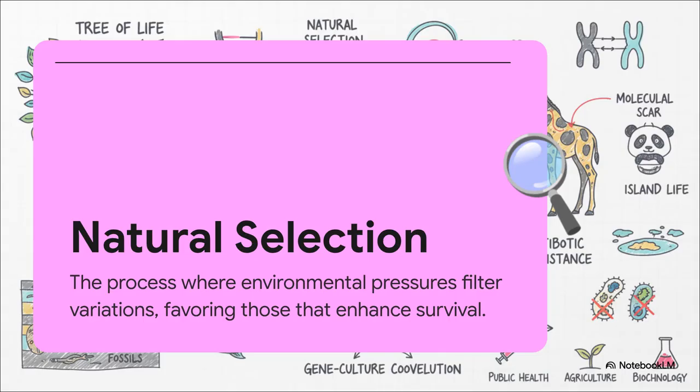So if mutation creates the new ideas, natural selection is kind of like the editor, or maybe a filter. And let's be clear, this isn't some conscious thinking force. It's just the simple, undeniable fact that some of those new variations will help an organism survive and reproduce just a little bit better in its particular environment. And guess what? Those helpful traits are the ones that are more likely to get passed on.